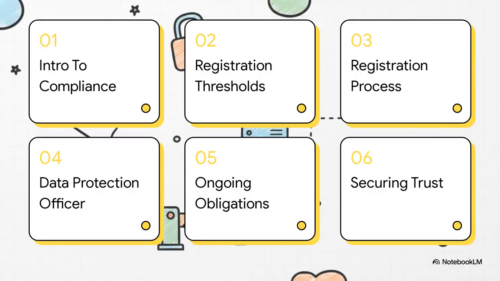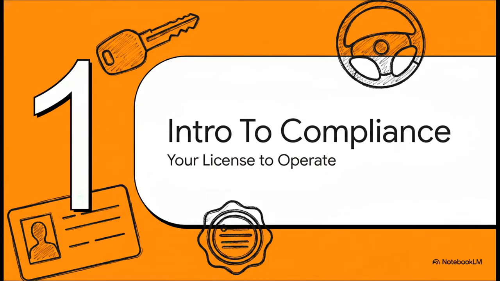Okay, let's dive right into this and follow the complete compliance lifecycle step by step. Our agenda is: 1. Introduction to data compliance, 2. The registration thresholds, 3. Navigating the registration process, 4. The data protection officer, 5. Ongoing core data obligations, and finally, 6. Securing trust and compliance.